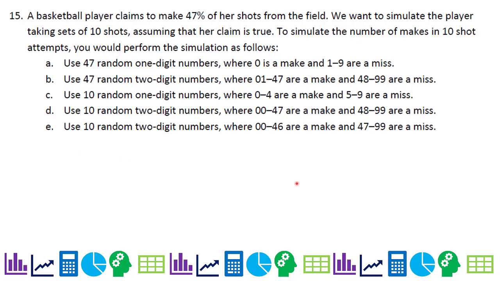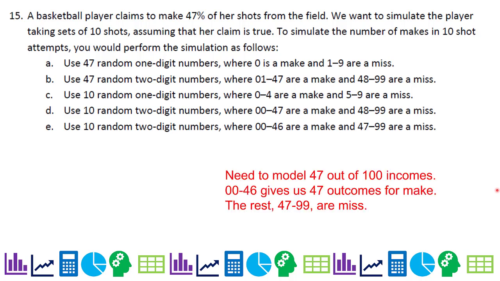This one is fine. Number 15, a basketball player claims to make 47% of her shots from the field. We want to simulate the player taking sets of 10 shots, assuming that her claim is true. To simulate the number of makes in 10-shot attempts, you would perform the simulation as follows.